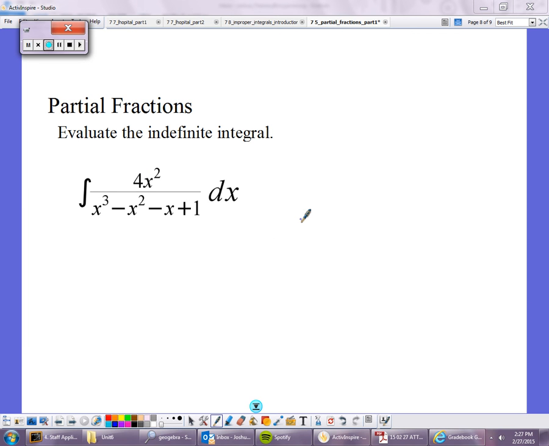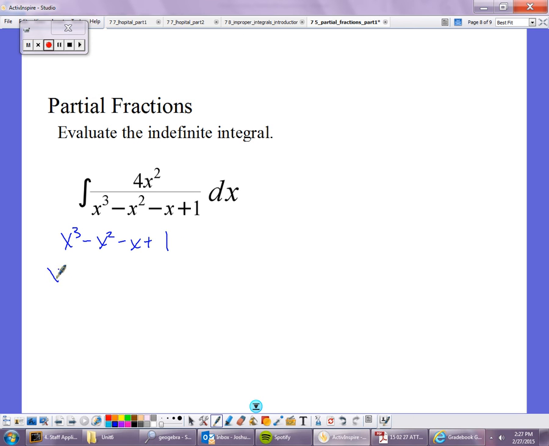All right, so I said in the last video I was going to do another example where the importance of separating out our factors in the denominator correctly is going to be paramount. And so here's a case where that comes up. Our denominator here is x cubed minus x squared minus x plus 1.